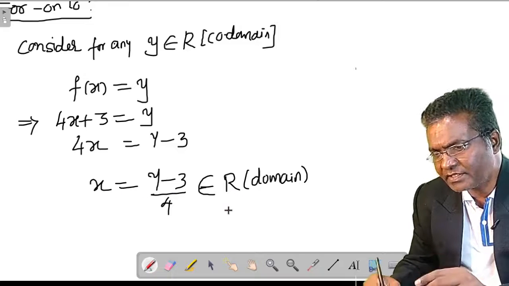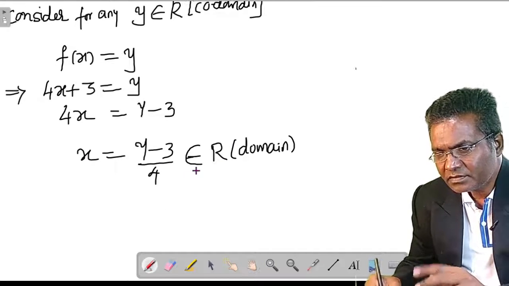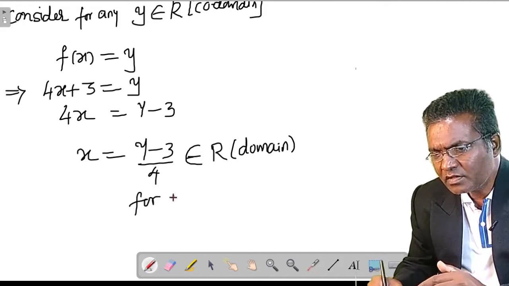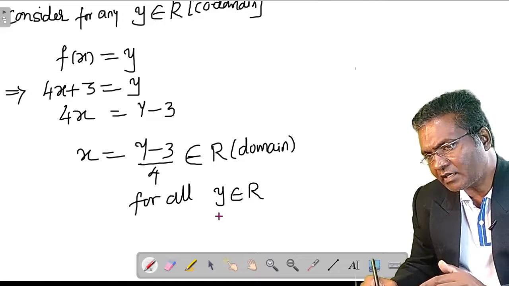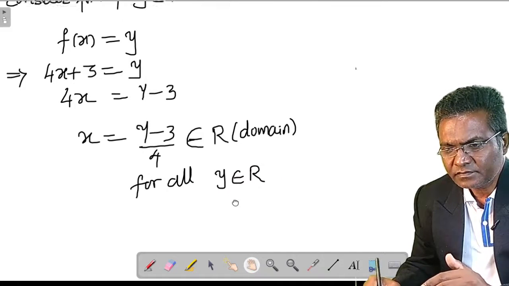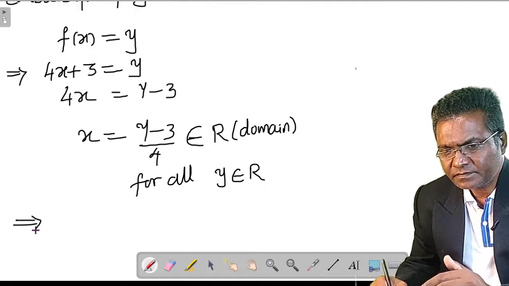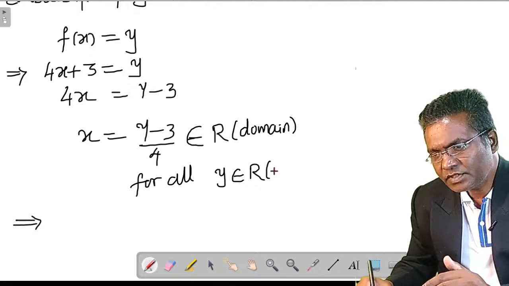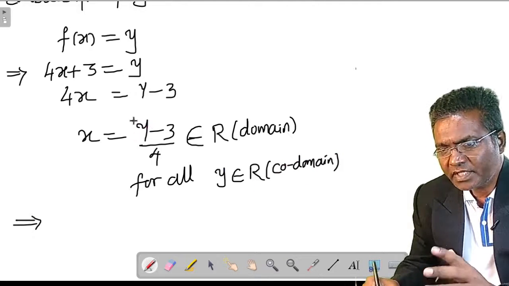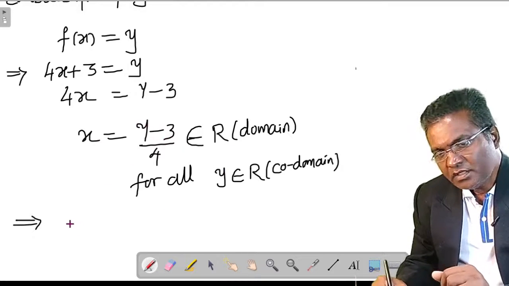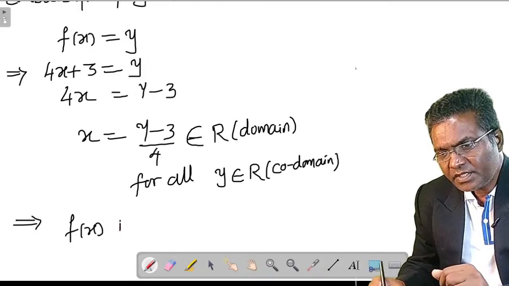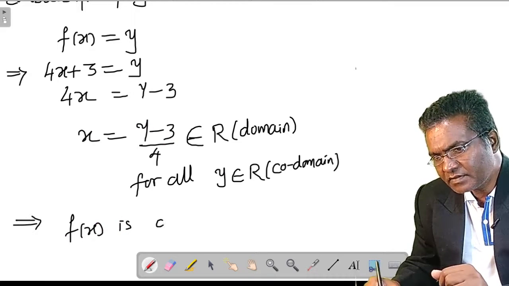You have to show that x is in the domain. This belongs to R, for what? For all y belongs to R, the codomain. So this implies this y is from the codomain. You take any value from the codomain, and if you substitute it here, you will get some real number that belongs to R. Okay. So this implies f of x is an onto function.